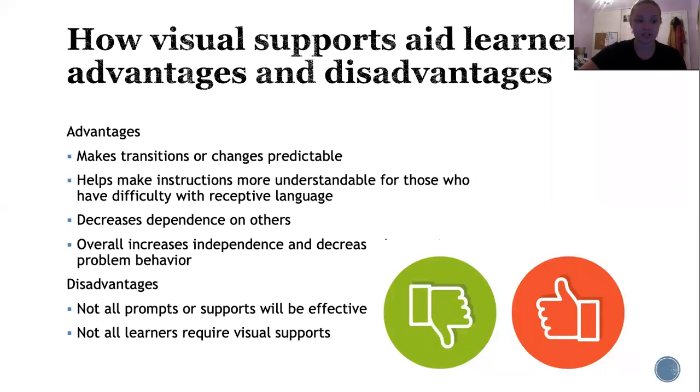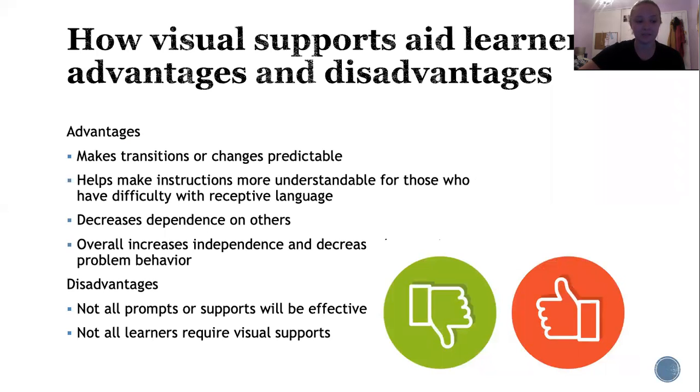By using pictures, it can help make instructions or expectations more understandable for students who don't have receptive language skills. By providing visual supports like the ones we will be discussing today, we can increase student independence because they know what to expect and what to do.